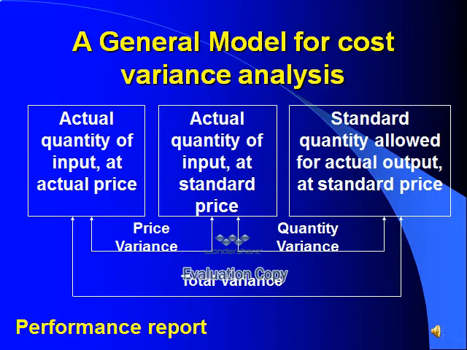To get price variance, take actual quantity of inputs at actual price minus actual quantity of inputs at standard price. Here is the difference in price, so it's price variance. Quantity variance equals actual quantity of inputs at standard price minus standard quantity allowed for actual output at standard price. Here is the difference in quantity, so it's quantity variance. The total variance is actual quantity of inputs at actual price minus standard quantity allowed for actual output at standard price. This is the performance report.